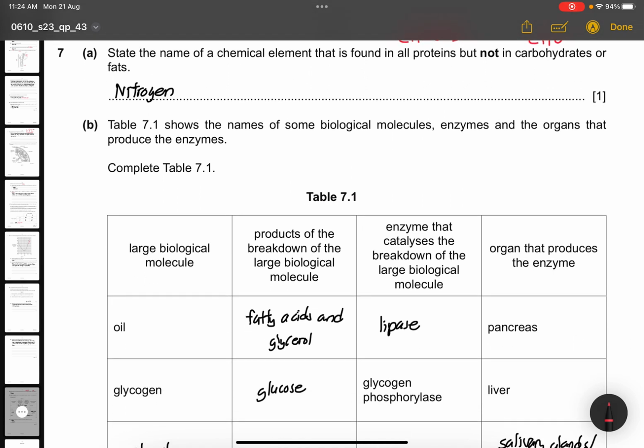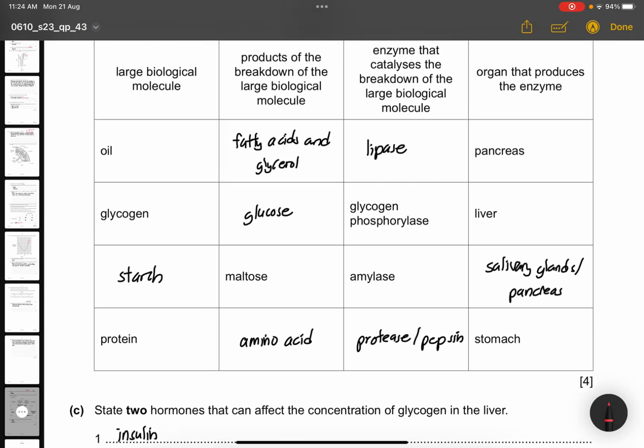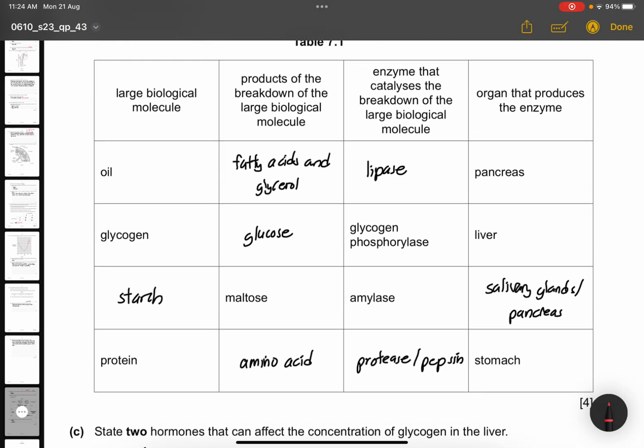B. Table 7.1 shows the name of some biological molecules, enzymes, and the organs that produce the enzyme. Complete table 7.1. So this is very, very easy to get marks. Do not waste this. So the products of the breakdown of the large biological molecule means what is produced after it's been broken down.